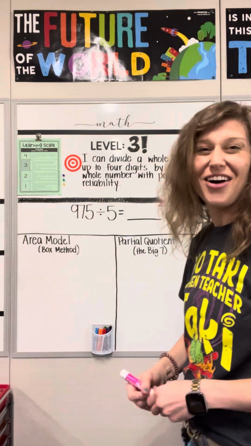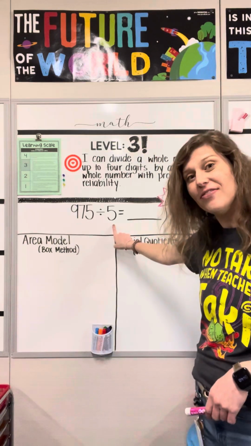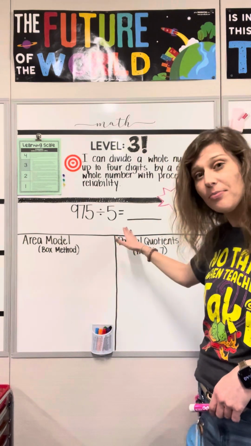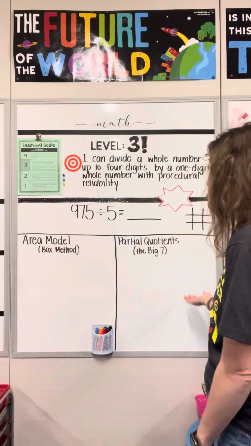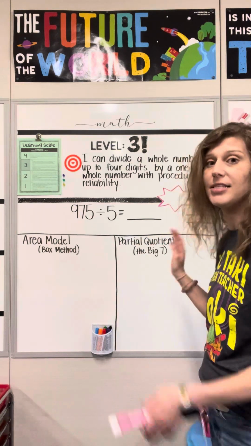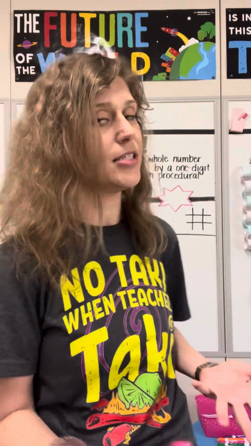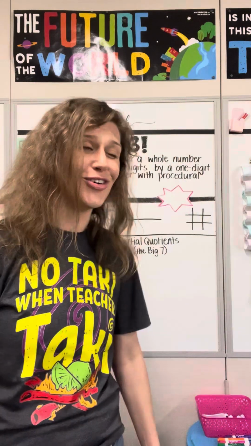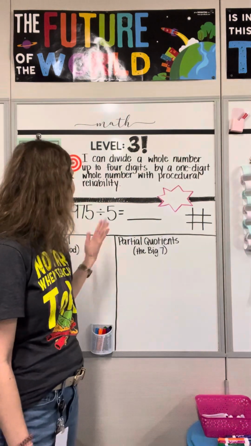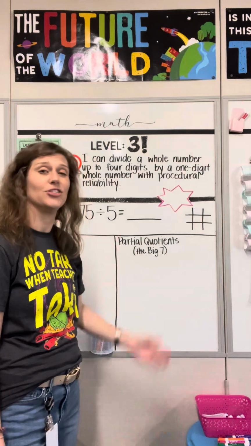So we're going to start off by doing 975 divided by 5 in area model. I'm going to do the same problem, 975 divided by 5, using the partial quotient method so you can see them side by side, and then that way you can decide which one works better for you personally. And that's the one that you're going to want to use so that you know how to divide at a 4th grade level.